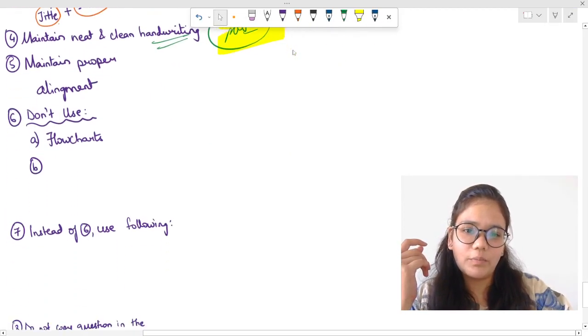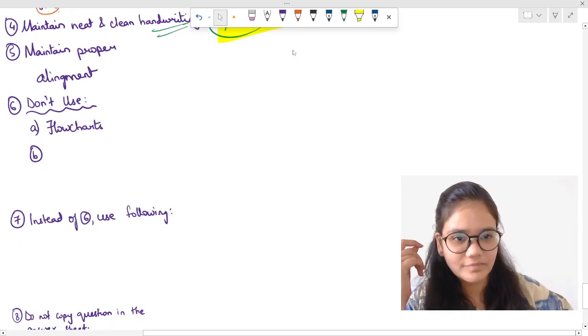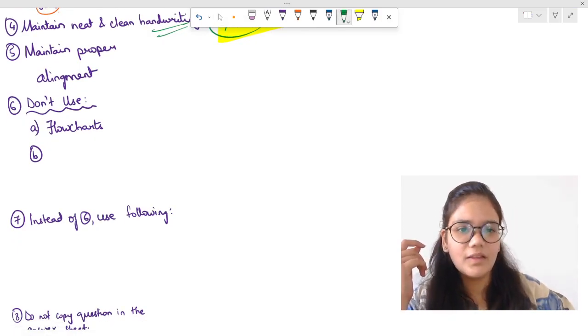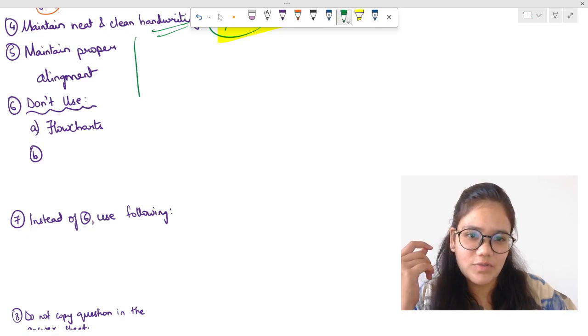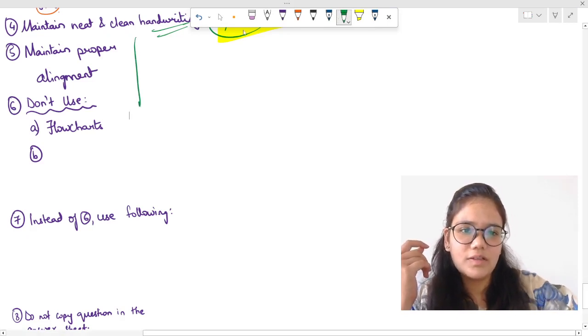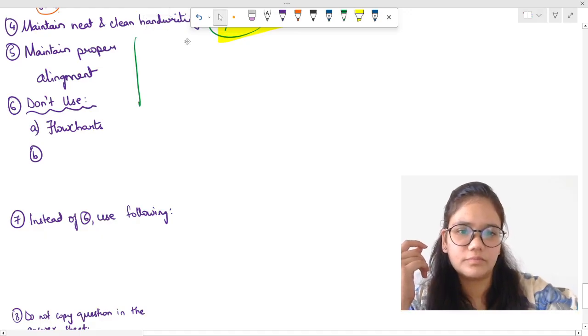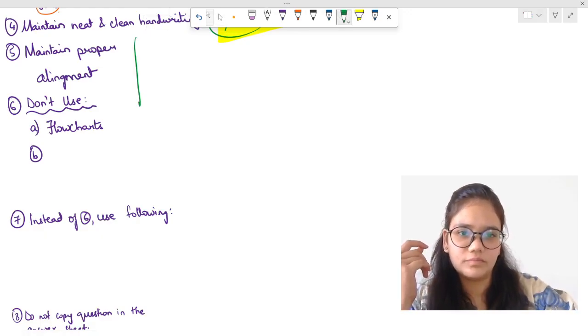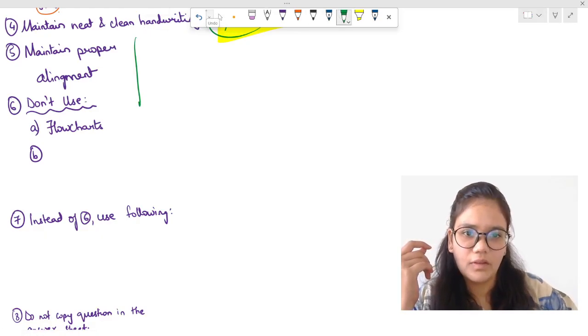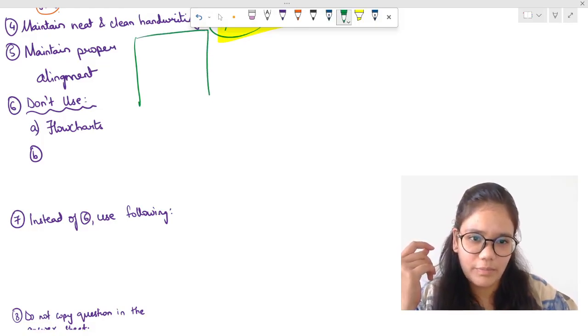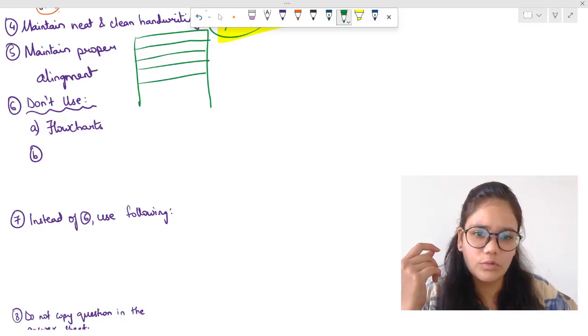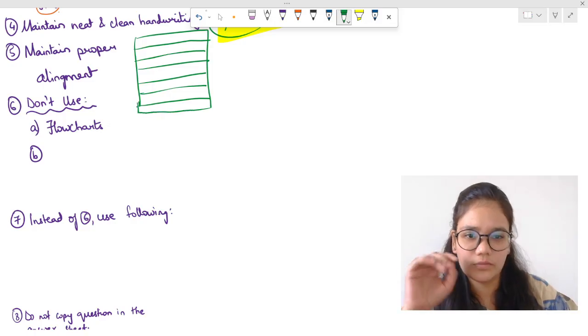Next, maintain proper alignment. ये एक बात समझो. Say I have a paper, okay? This is my paper, so it has lines, ruled book, and in your exams you will be writing in a ruled paper. So this is your book.